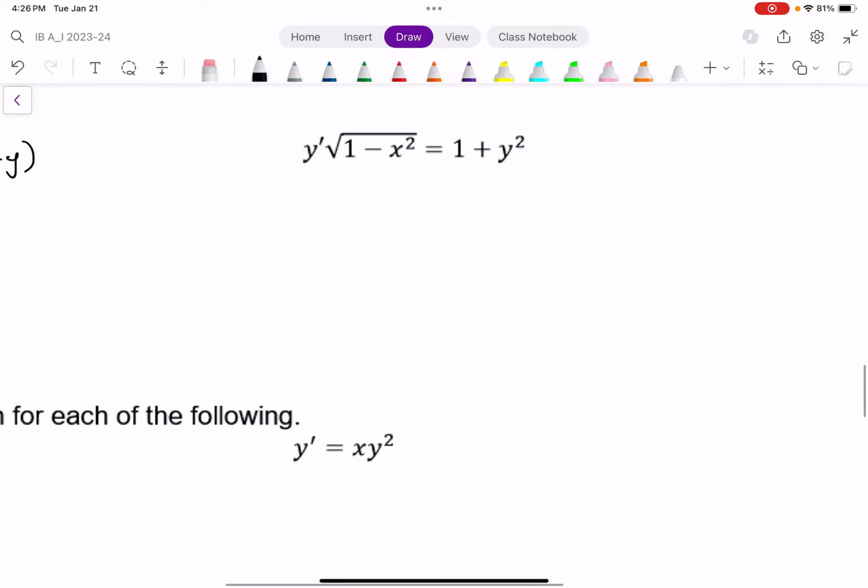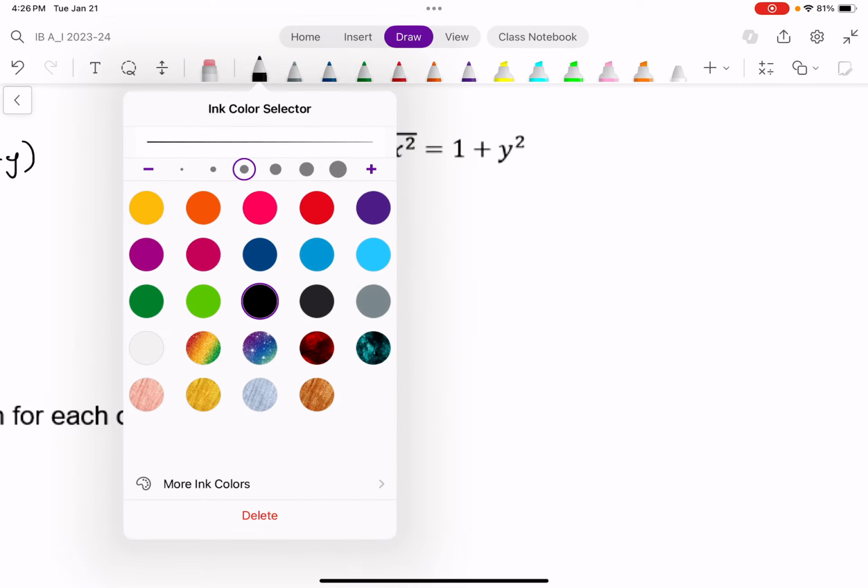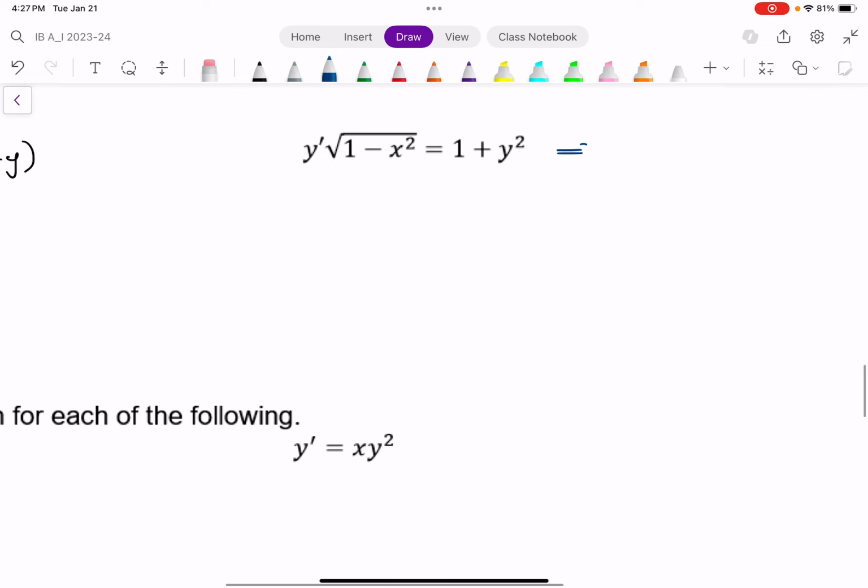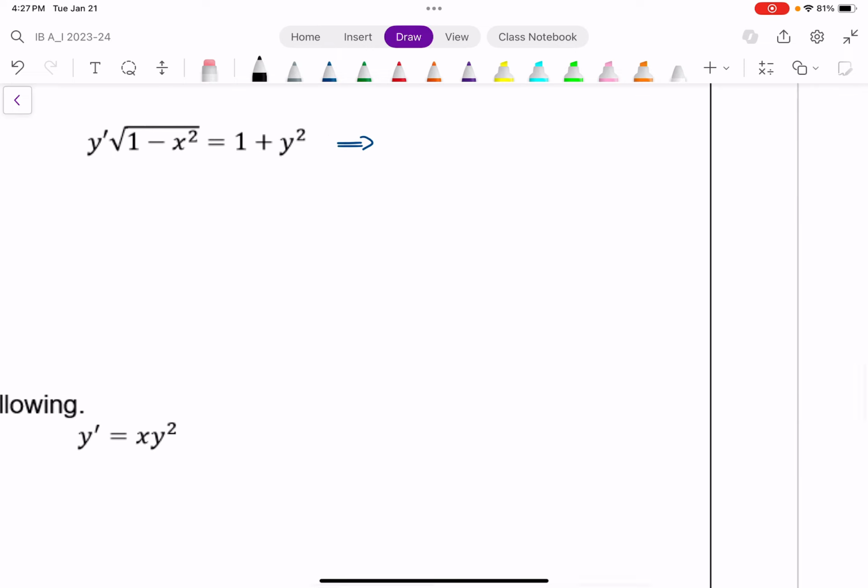All right, so for this last one, again, is this separable? It's a little bit messy looking here, but if I divide both sides by the square root of 1 minus x squared, I'll write that right here. Then I have just my derivative with respect to x on one side, and I have 1 plus y squared over the square root of 1 minus x squared.